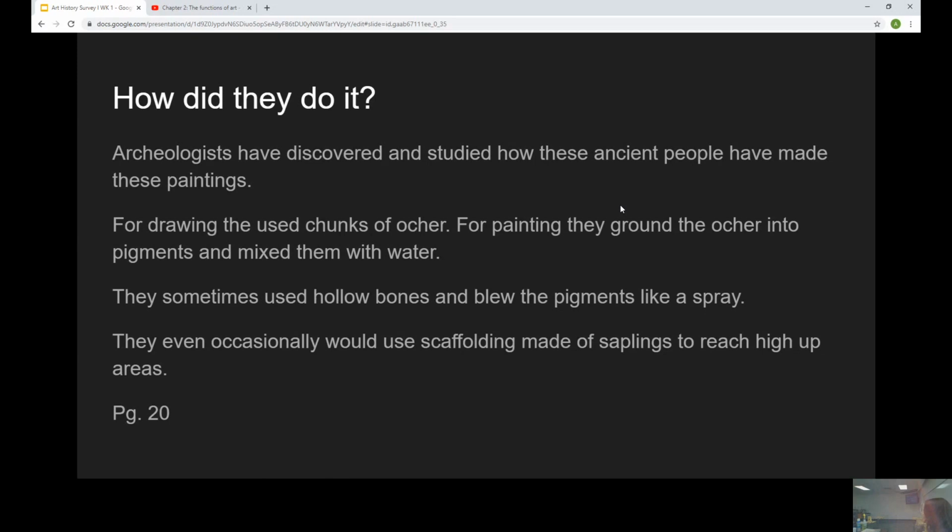Now, to get up on the ceilings, they made scaffolding. Yes, in the Paleolithic era, they had scaffolding. They would use young sapling trees and branches and craft scaffolding to reach up to the ceilings in the higher areas. We know that because the scaffolding in some places has been found. We've also found holes in the ceilings in which they might have suspended themselves. Yeah, pretty ingenious for a really long time ago. So that's how they did these, in case you were curious.